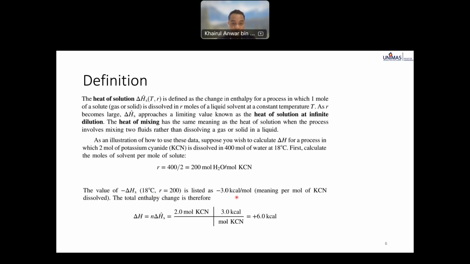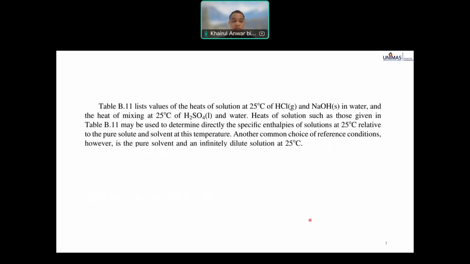The total enthalpy is therefore delta H equal to n times delta Hs. This is the heat of solution. We get -6 kJ. Table B.11, on page 653, lists values of the heat of solution for HCl gas and NaOH solid in water, and the heat of mixing at 25 degrees C of sulfuric acid liquid and water.